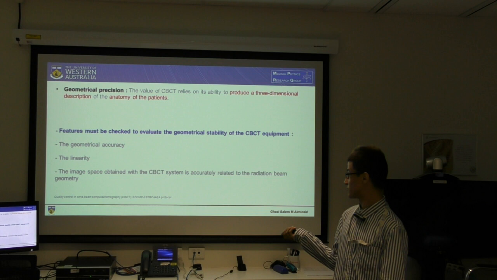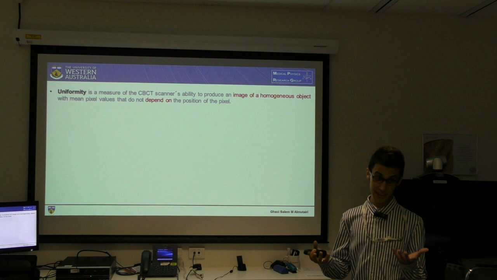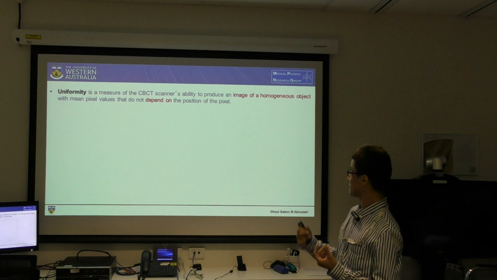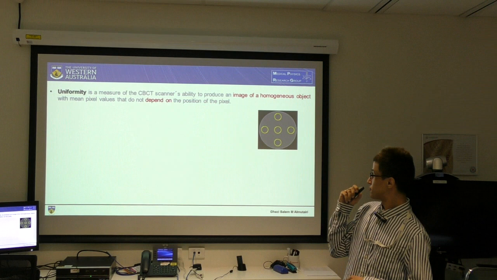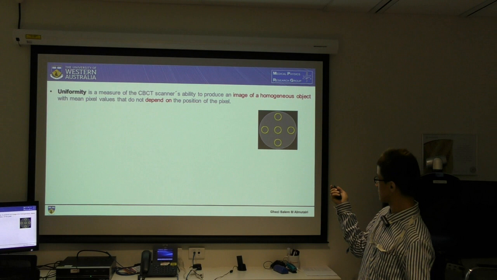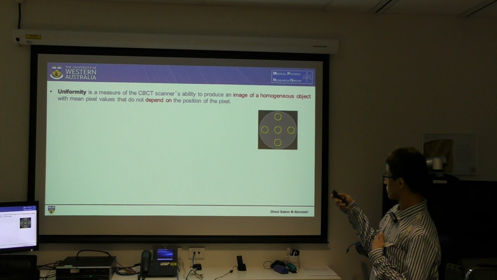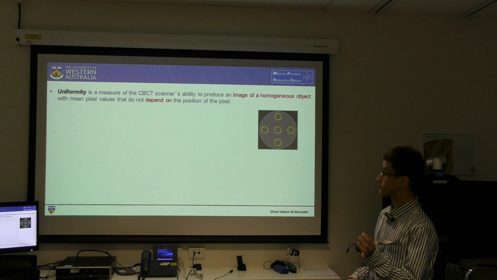Uniformity is a measure of the CBCT scanner's ability to produce an image of homogeneous objects with a mean pixel value that doesn't depend on the pixel position. To evaluate the uniformity, we place 5 circular regions of interest in the phantom. They shouldn't be close to the edge of the phantom, and the diameter of each of them should be 20% of the diameter of the phantom.